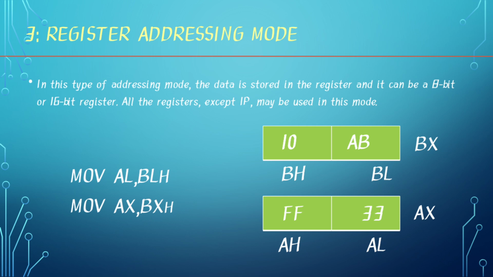Another example is MOV AX, BX. So these are 16-bit registers: the source and destination are both 16-bit registers. Before this execution, the BX register has 10AB and the AX register has FF33. After this instruction is executed, the content of the BX register is moved to the AX register. That means AB is moved to the AL register and 10 is moved to the AH register. This is the register addressing mode.